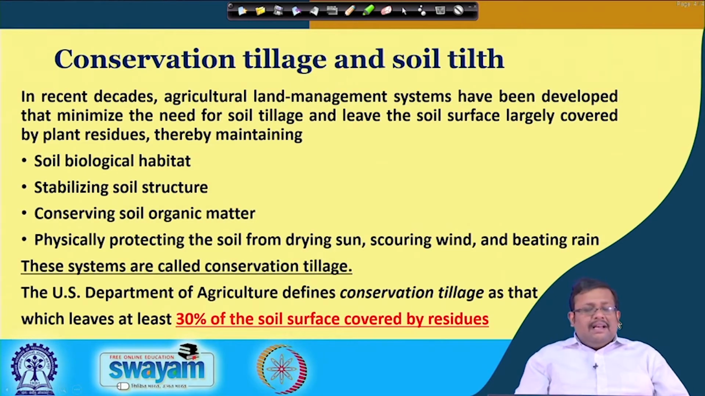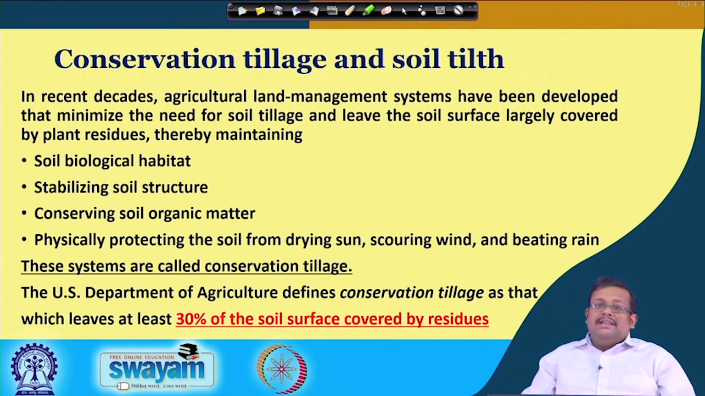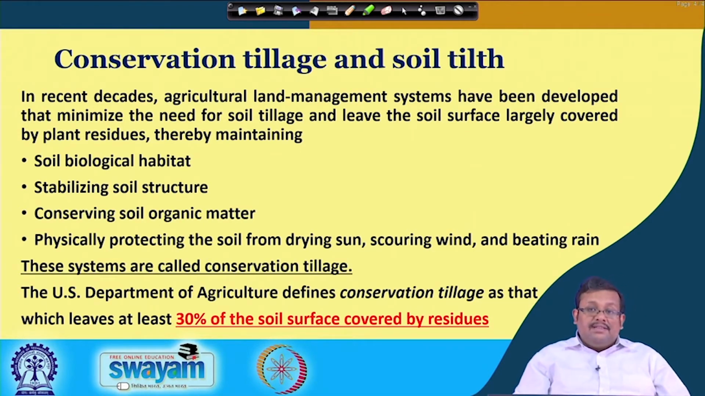So, you have seen that there are different types of primary tillage, and there are some limitations of primary tillage, because of primary tillage soil becomes more subjected to erosion, and so in recent decades an agricultural land management system has been developed that minimizes the need for soil tillage and leaves the soil surface largely covered by plant residues, and thereby maintaining several aspects. So, we call this new technique of soil tillage conservation tillage.